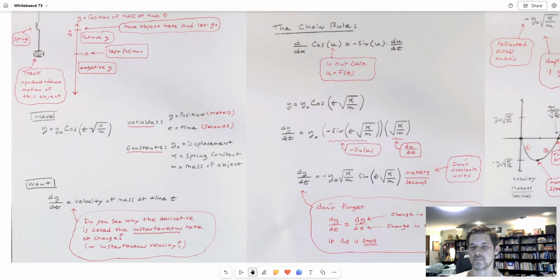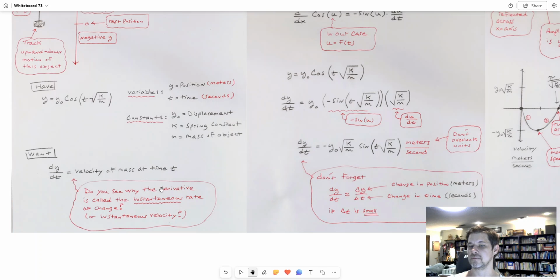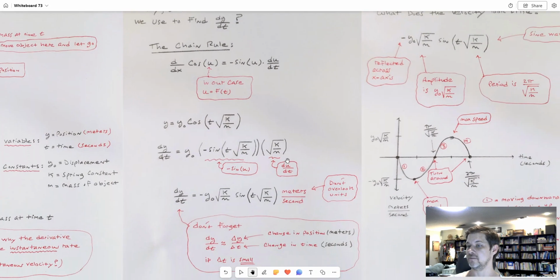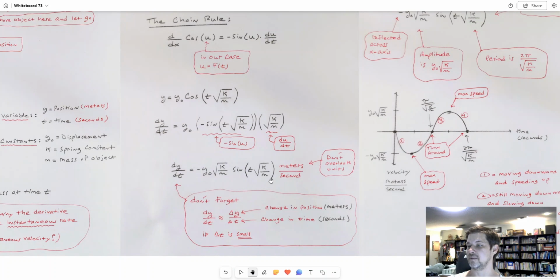So, quick summary. We're given this function where y measures the position on this axis in meters at any time t in seconds. That's what this does. There are some constants. We want to find this derivative, okay? And we use the chain rule to find the derivative. We simplify it to this, okay?